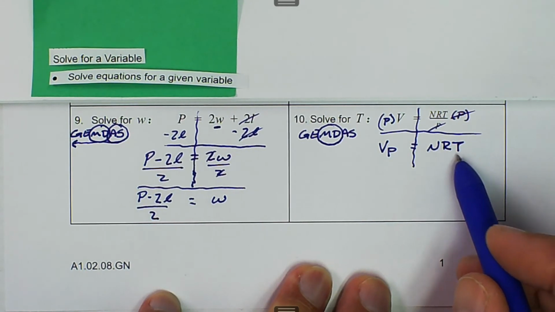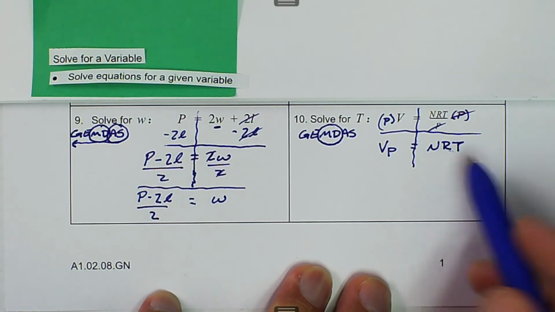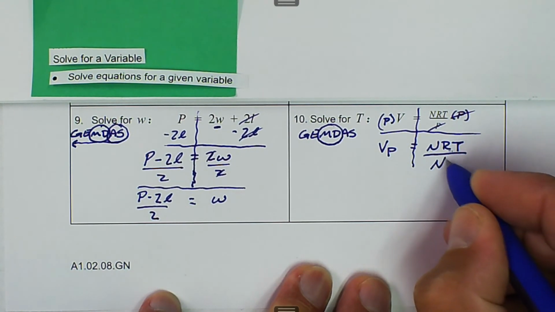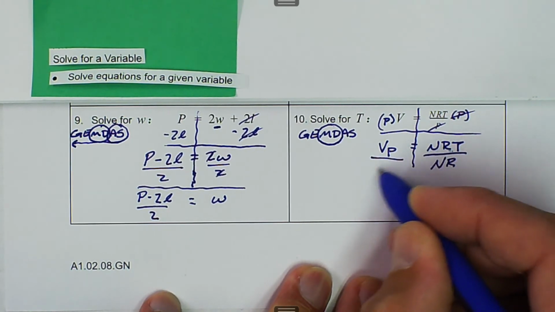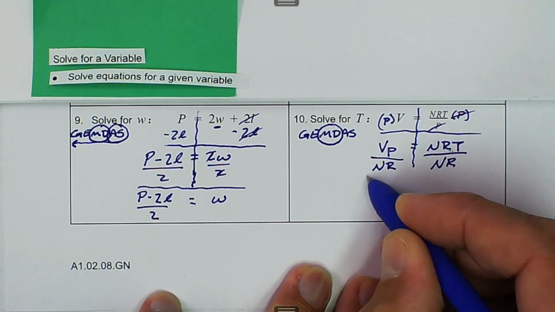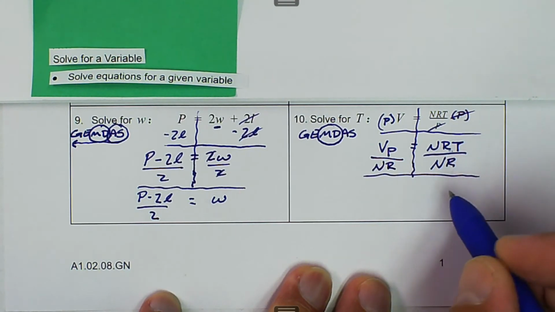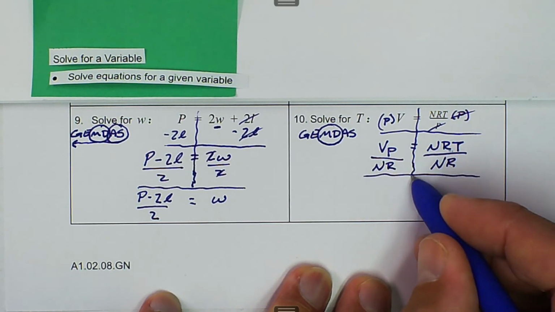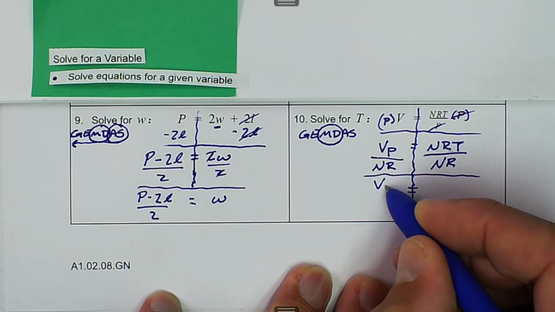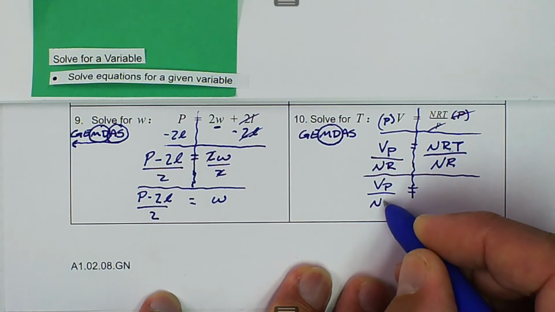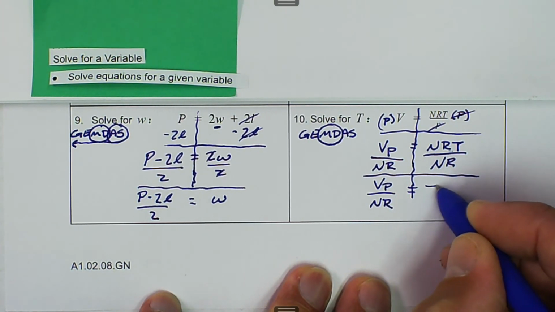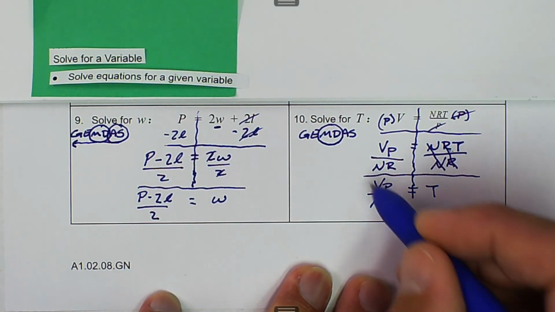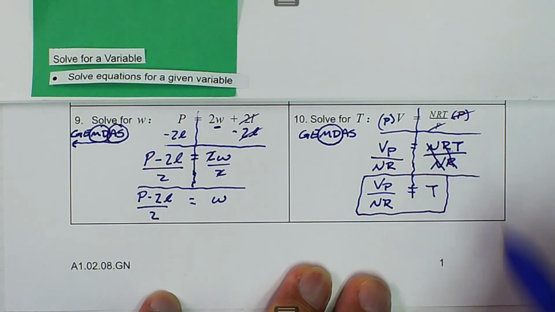Now we want to get t by itself, and because these are multiplied together, we can divide by both variables that are left. So we can divide by n and r at the same time. Now we don't have any like terms over here. These are all different variables, so we just leave it as that, and we get v times p over nr is equal to t, because our n's cancel and our r's cancel, and we're just left with t. So this would be one way to get that final answer.